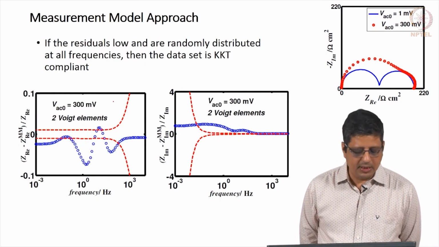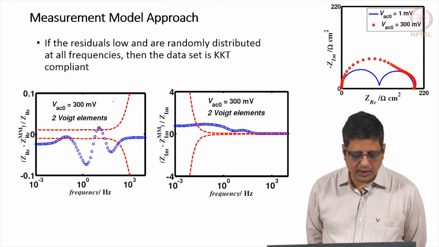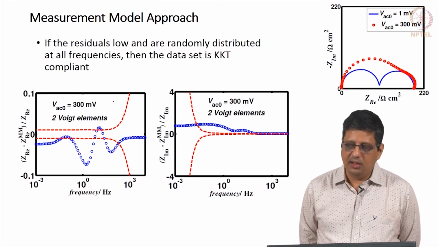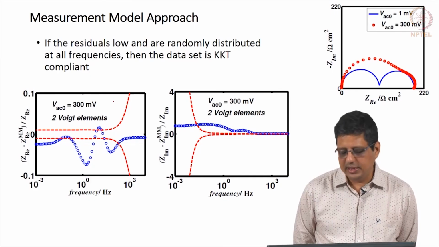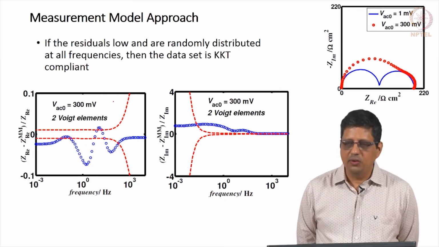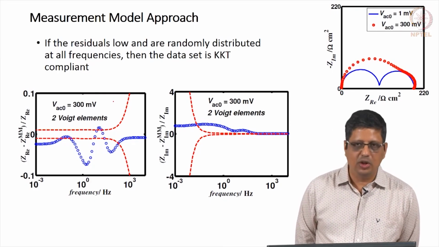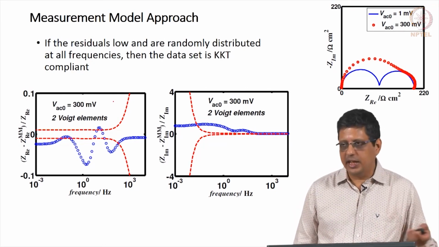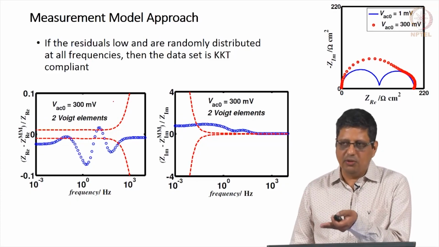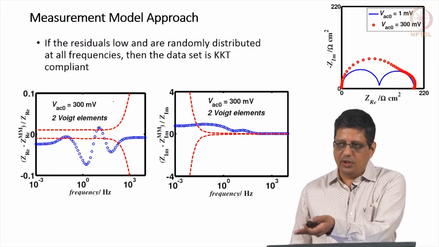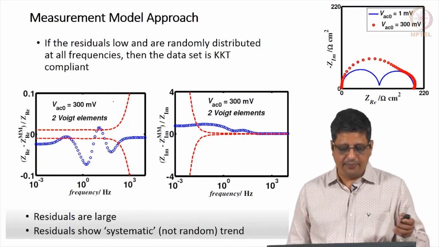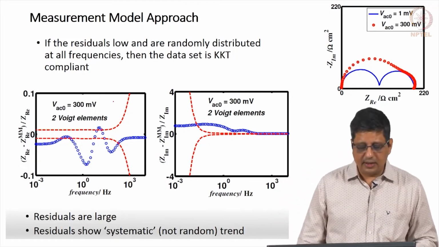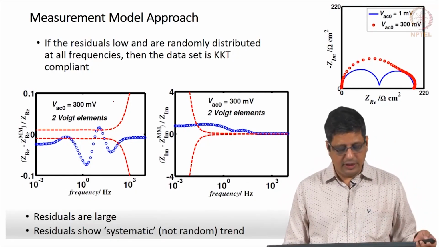I used 2 Voigt elements. The blue circles show that the residuals are not random, they are not small, and they are well beyond the confidence interval. Right now, trust me when I say, if you use 3 or more elements, you will not get any better, which means I can tell this data is not KKT compliant. I can't use it now, but in this case, of course, I know I will have to reduce the amplitude and get better data. Residuals are large and they show a non-random distribution.